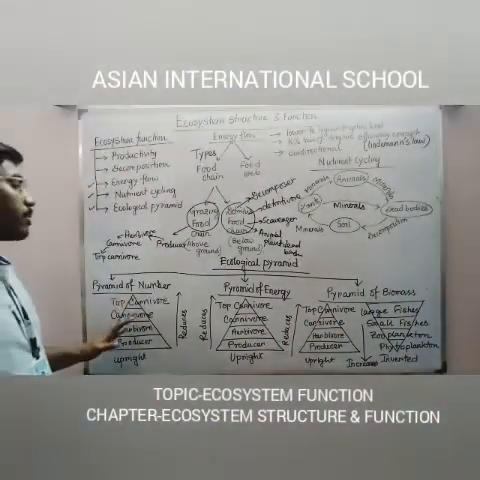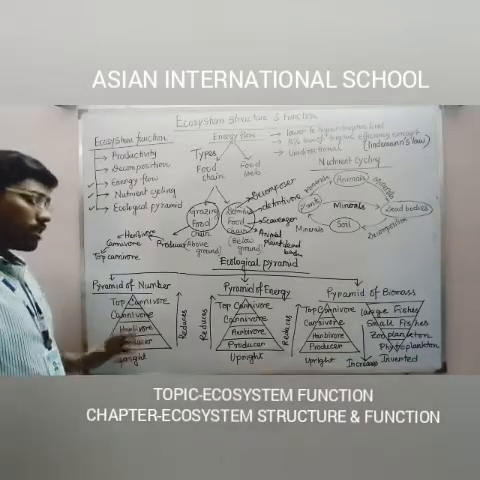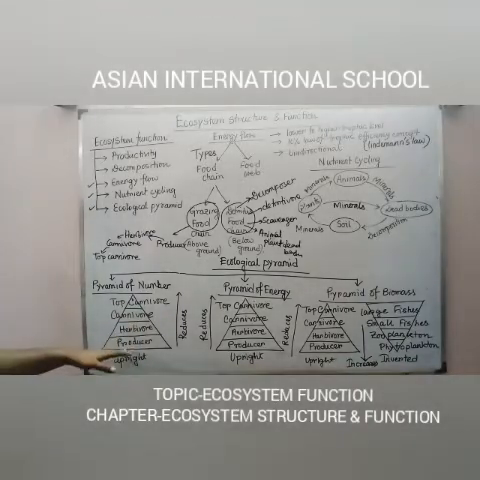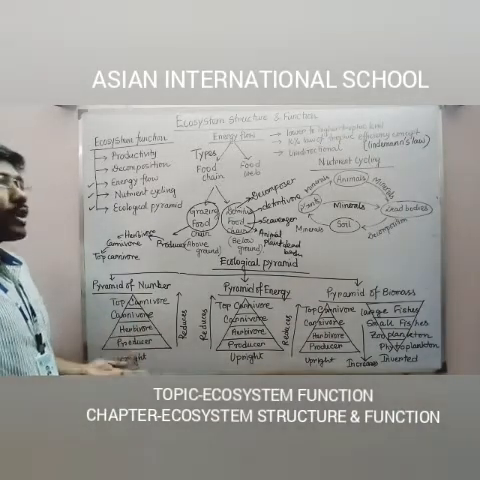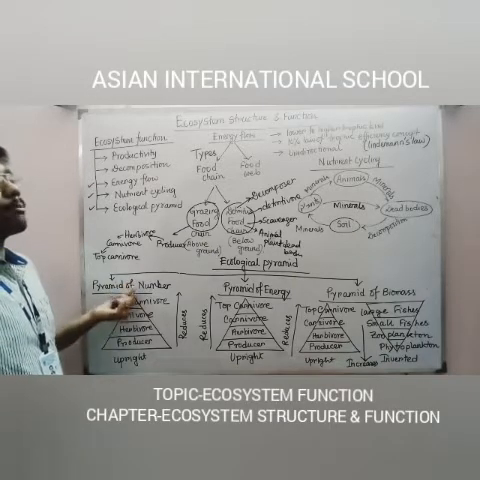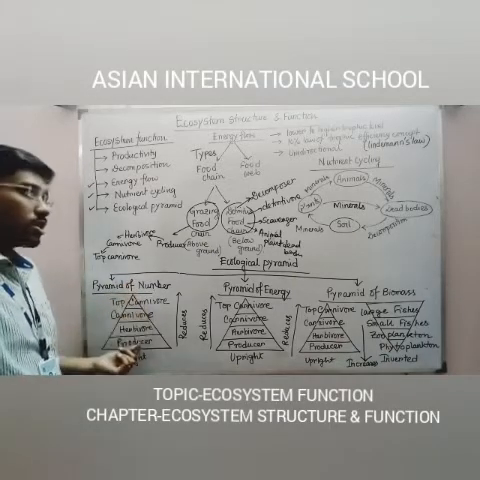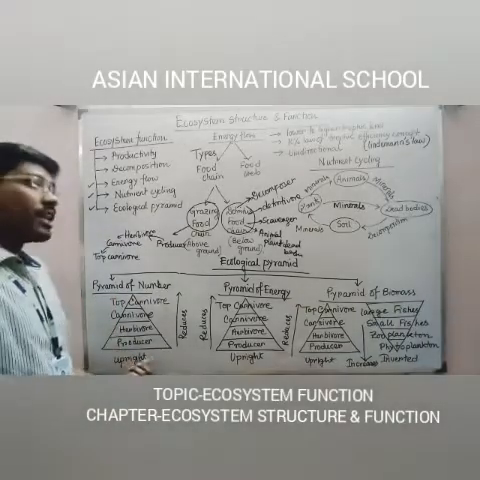Now we are starting with pyramid of number. It's common sense that the organisms present in the lowermost trophic level, that means in the producer level, obviously their number will be more. And when you are moving upward, towards the topmost trophic level, you will see the number of organisms gradually reducing. So obviously this kind of pyramid will always be upright in nature.